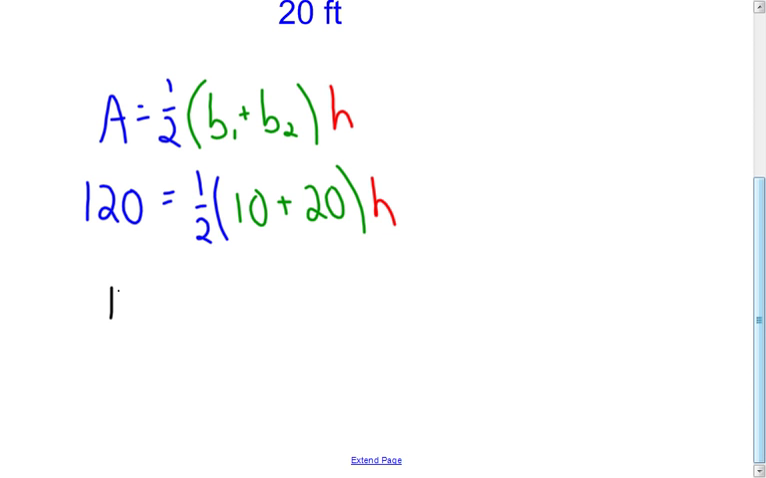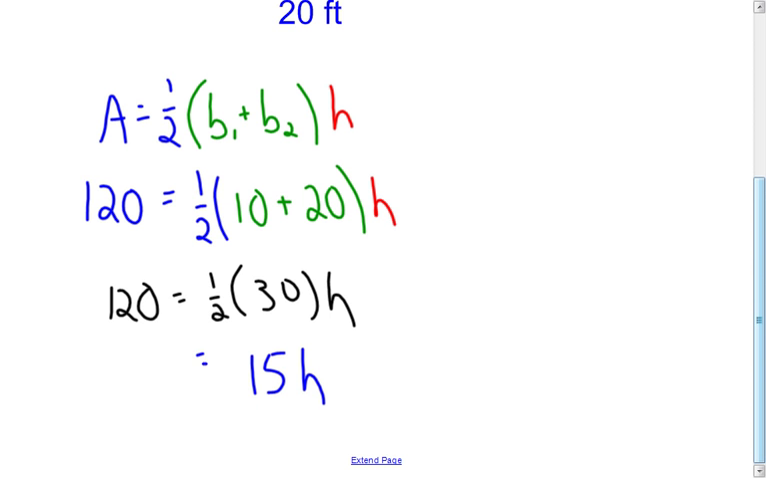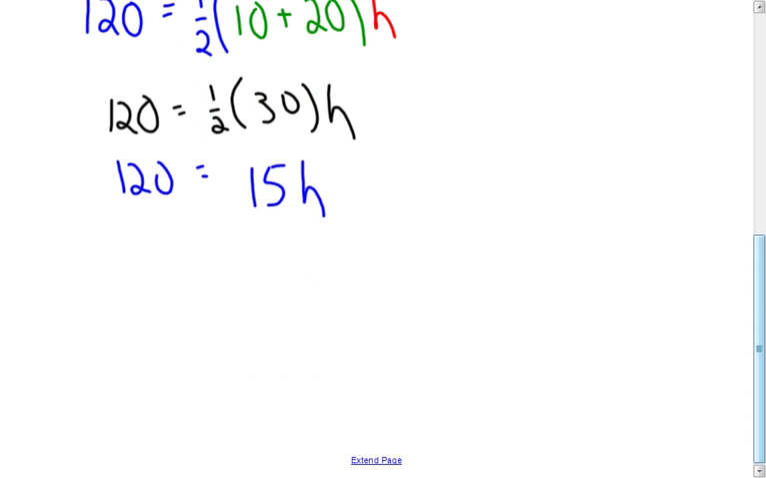So I'm going to have 120 equal to 1/2 times 30 times h. Well, 30 times 1/2 is 15, so I have 15h equal to 120. If I divide both sides by 15, I find out that my height is equal to 8. If I did my math right.